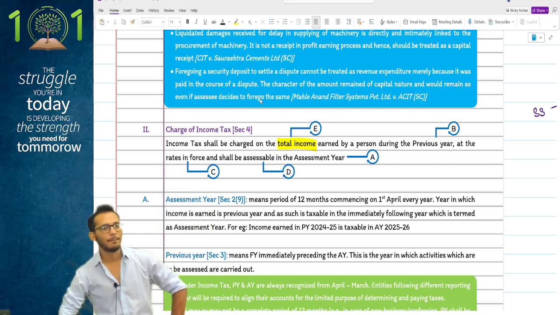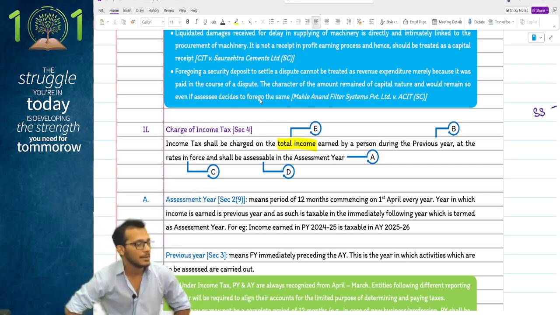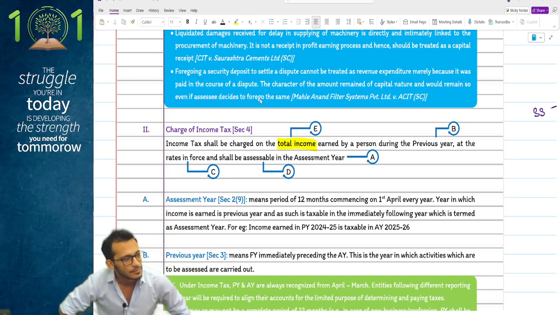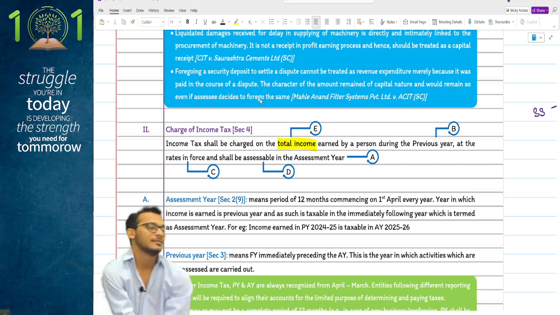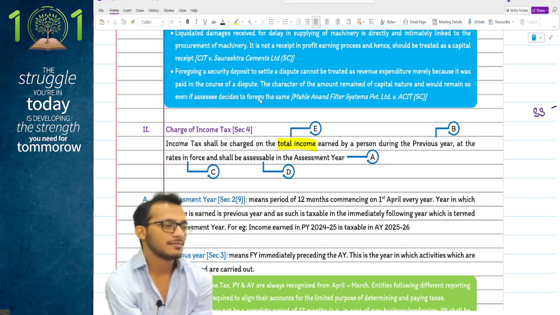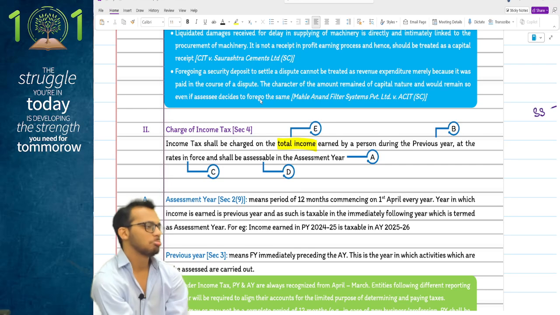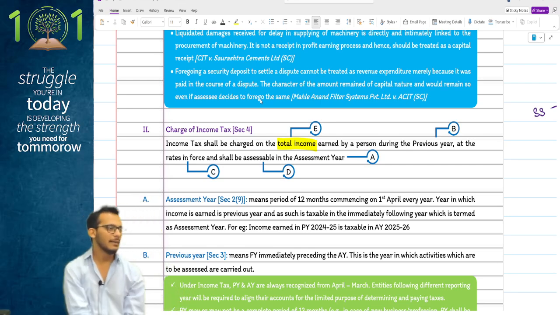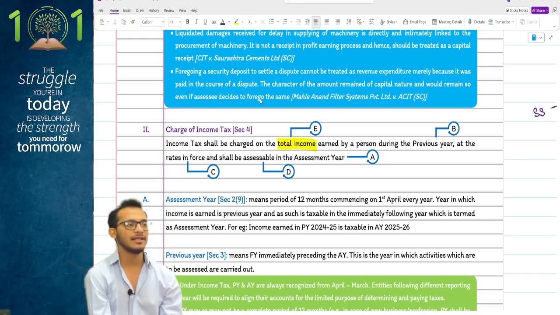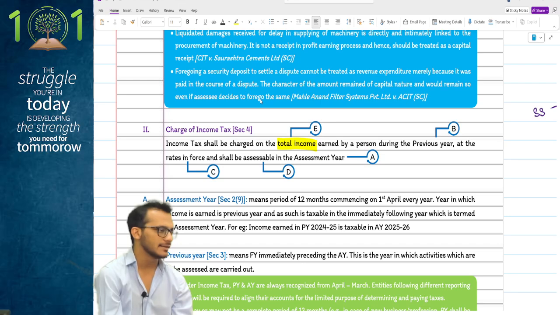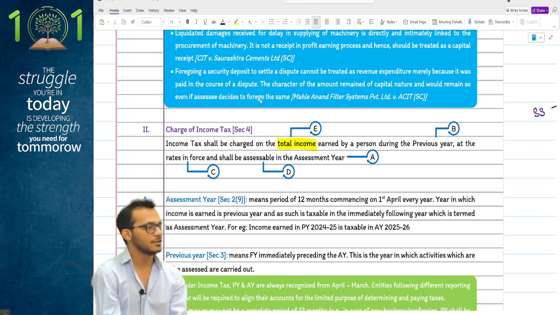Capital or revenue? Revenue, because it's a revenue receipt. Please understand, even though it is a one-time activity, this is part of a normal course of dealings. Understand, this person is not dependent on Xiaomi.